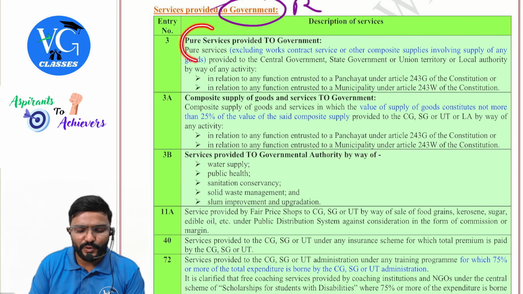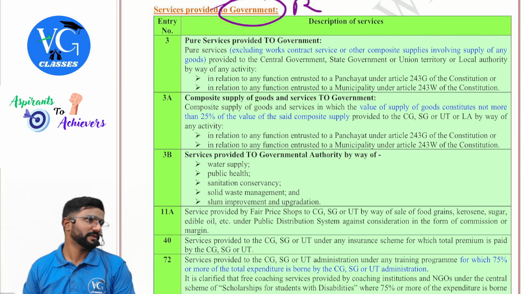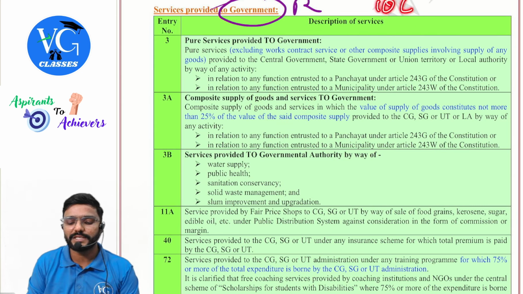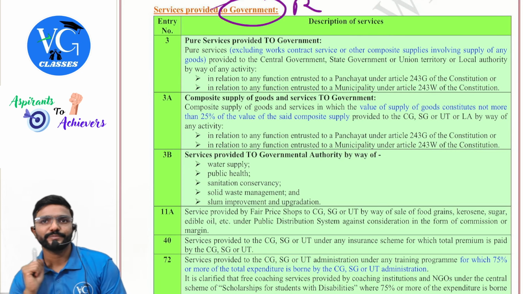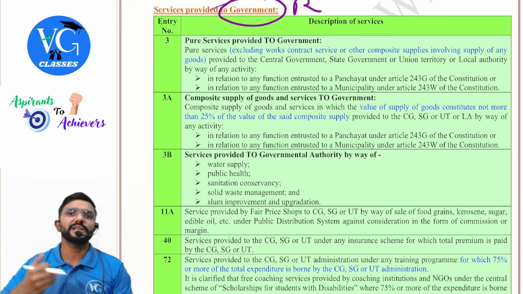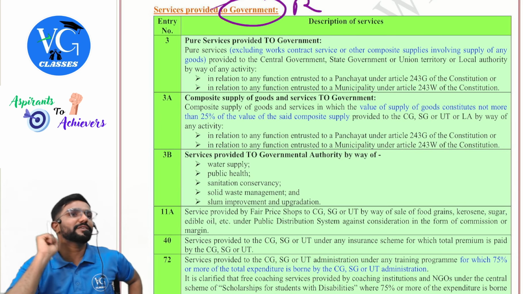So the first one was pure services. Now goods can be there but up to 25%. For example, assume the total amount charged is 10 lakh. Up to how much amount can be for goods? 2.5. Assume for goods they have charged 3 lakh, 5 lakh, 4 lakh. Full amount is taxable. Entire 10 lakh will be taxable.